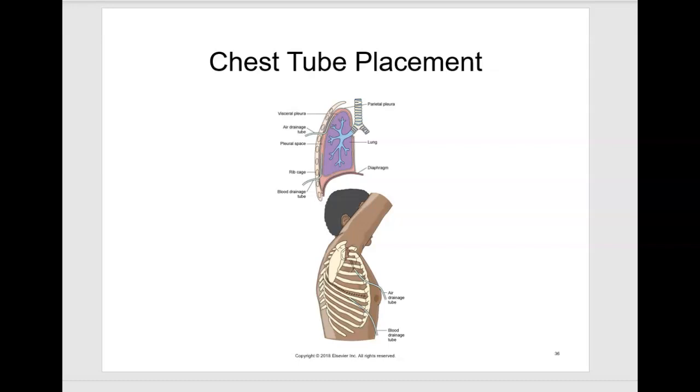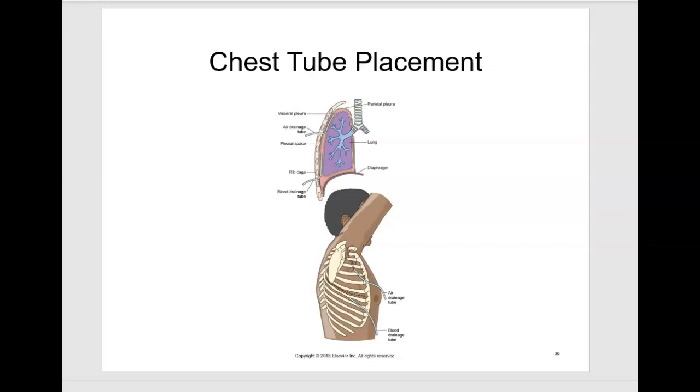Blood in the pleural space would be a reason that a patient would have a chest tube placed. That's commonly called a hemothorax, hemo meaning blood. Common causes for hemothorax include trauma, cancer, tuberculosis, or even some sorts of thoracic or cardiovascular surgeries.